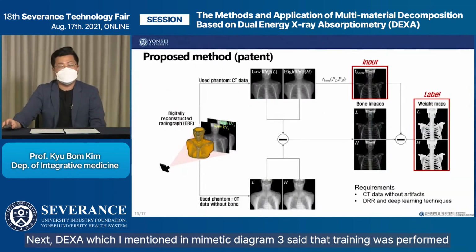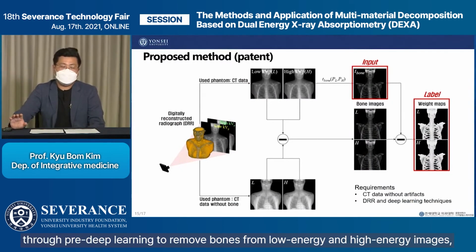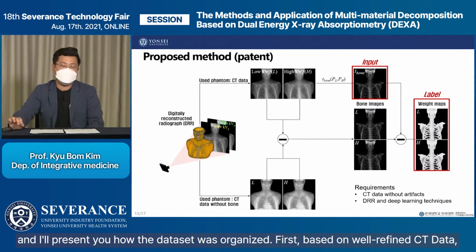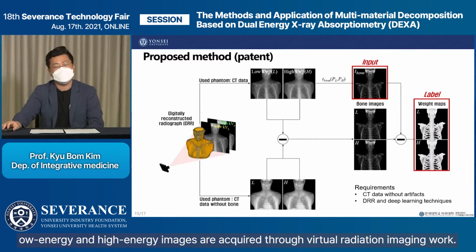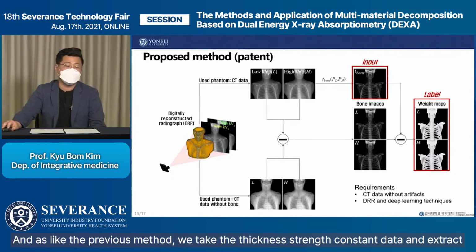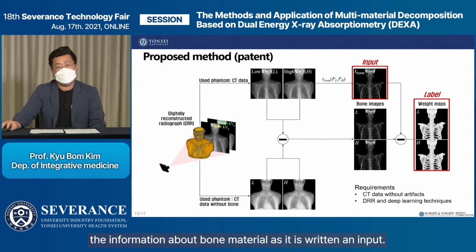Next, for Dexa, which I mentioned in mimetic diagram 3, I said that training was performed through pre-deep learning to remove bones from low energy and high energy images. And I'll present how the dataset was organized. First, based on well-refined CT data, low energy and high energy images are acquired through virtual radiation imaging. And as in the previous method, we take the thickness and strength constant data and extract the information about bone material, as written in input.